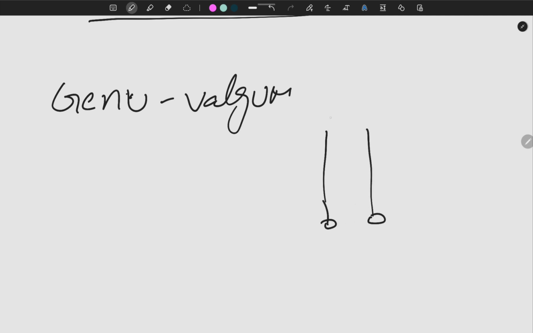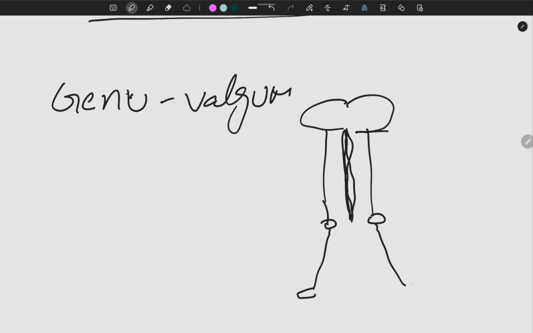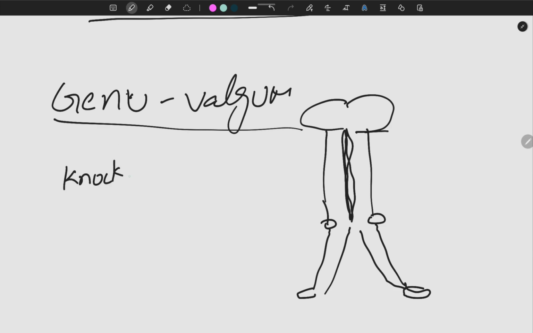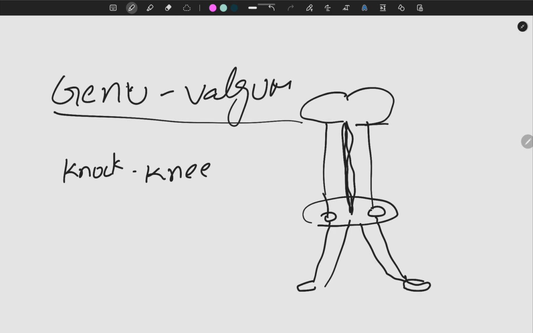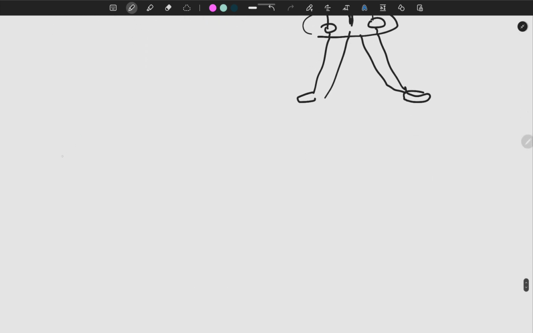So these are the knees and this is the pelvis. The thighs are connected, so we don't have a gap between the thighs, but the lower parts of the legs are divided. This kind of feature we can see in the case of genu valgum. That is nothing but knock knee. Knock knee means these two knees are connected. So this is called genu valgum.